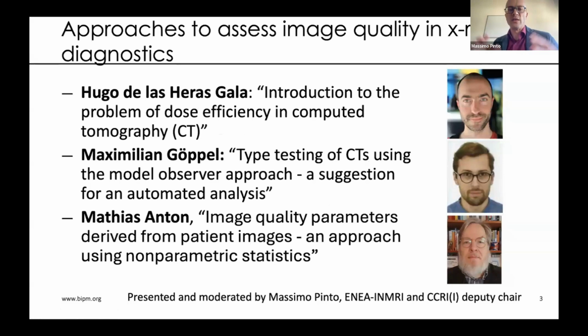Everything revolves around the interface between dosimetry and diagnostic radiology and imaging. So this is quite an unconventional webinar in the series of the CCRI, but we are very happy to have them speaking. They will speak in this order: Hugo de las Heras Gala on the introduction to the problem of dose efficiency in computed tomography; Maximilian Göppel on type testing of CTs using the model observer approach, a suggestion from an automated analysis; and closing, Matthias Anton on image quality parameters derived from patient images, an approach using non-parametric statistics. So with that, I'm going to leave the floor to Hugo de las Heras Gala.